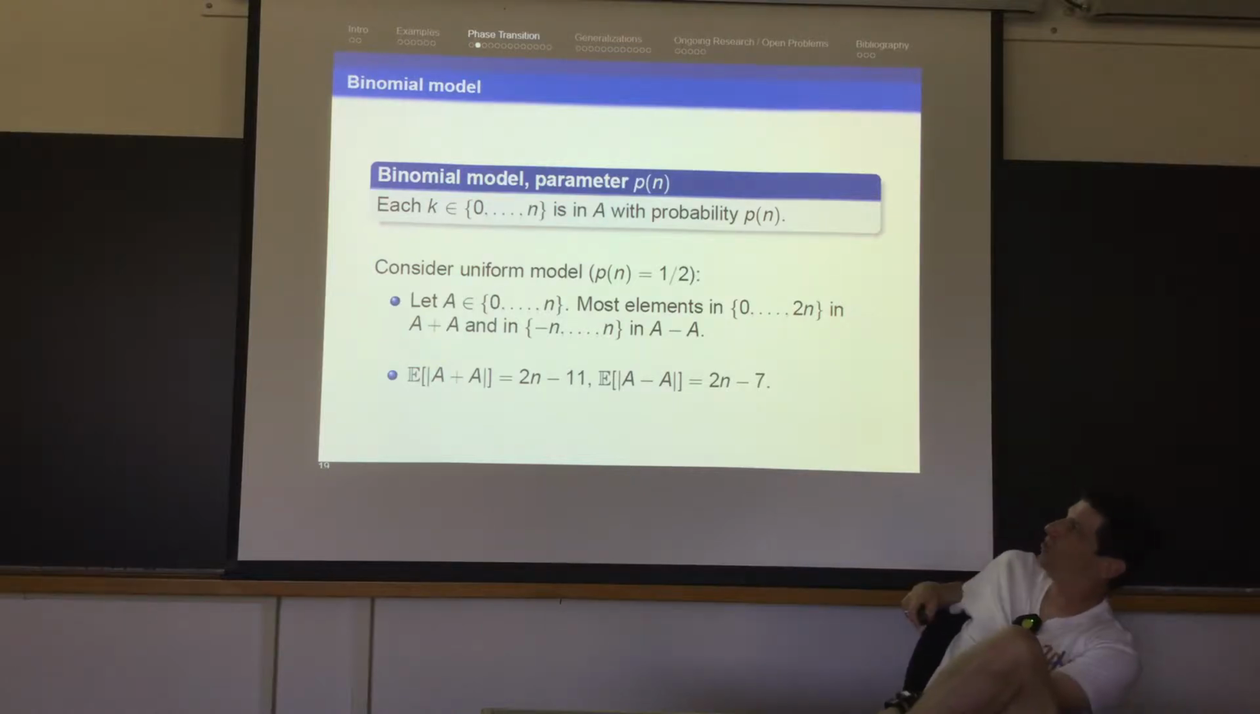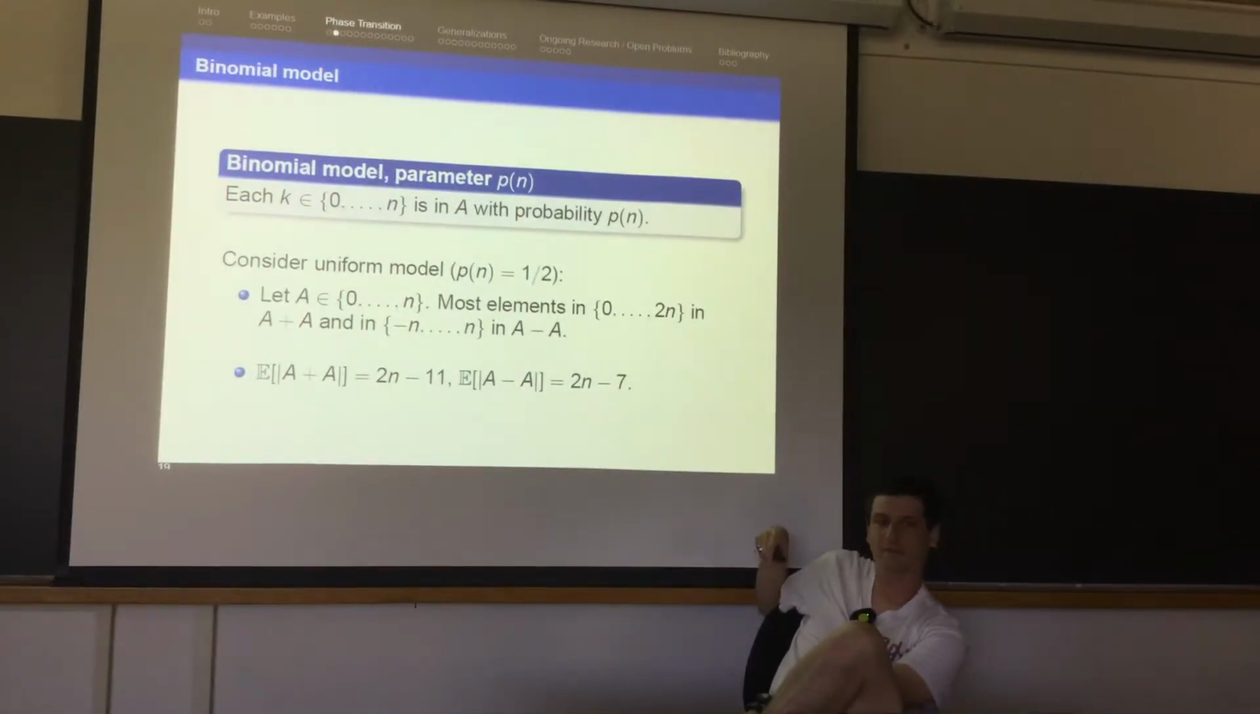The binomial model with parameter p of n means all the elements are equally likely to be chosen, and the probability I choose each element is p of n.